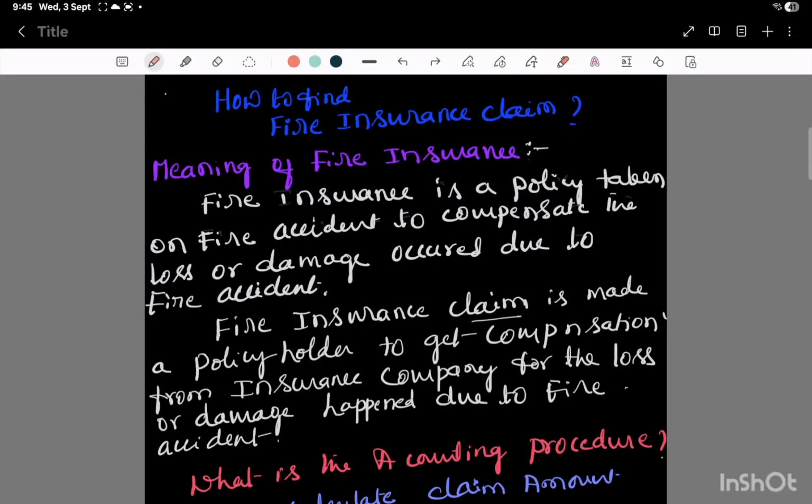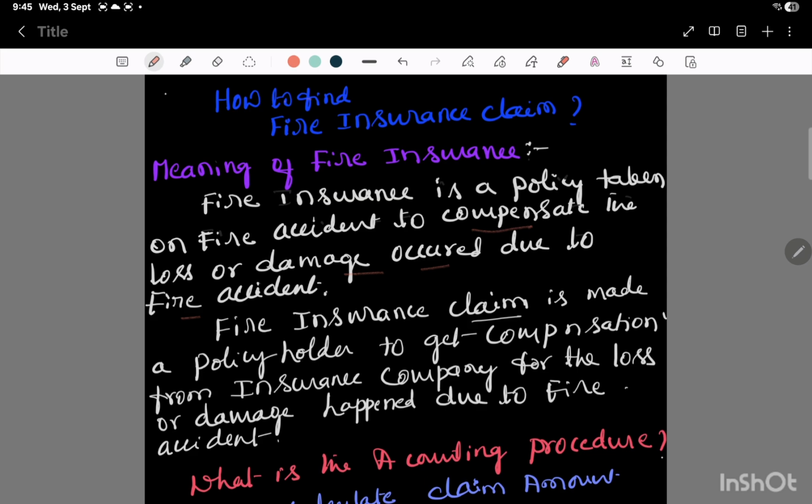Today let's start with a new chapter, fire insurance. Fire insurance claim: how you are going to find the claim amount. So let us know the meaning of fire insurance. Fire insurance is a policy that is taken by the businessman to get compensation for the loss or the damage which happens due to a fire accident.